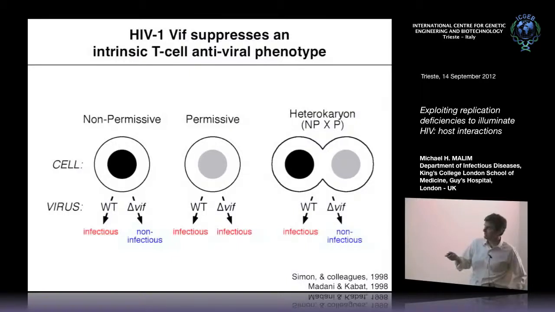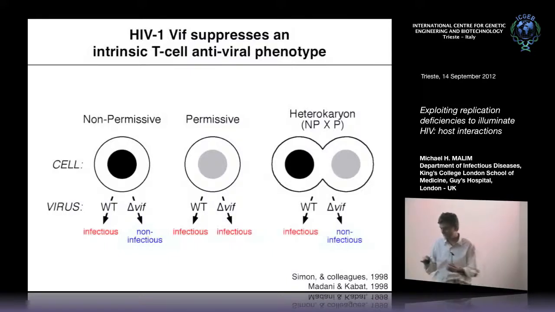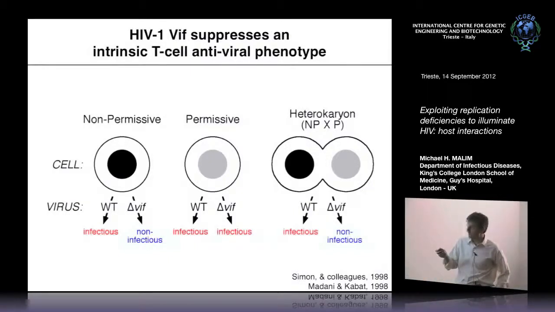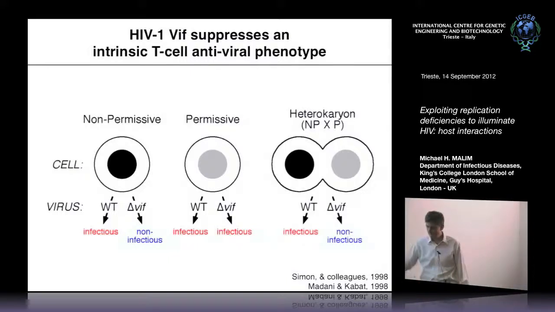So this argued that these cells that restrict the growth of a Vif minus virus express something which is an inhibitor of virus replication. So very different to the lack of an assembly cofactor, it's a presence of some inhibitory factor. So we used matched cell lines of these two types to look for genes that would be present in these cells but absent from these cells that would inhibit a Vif minus virus.